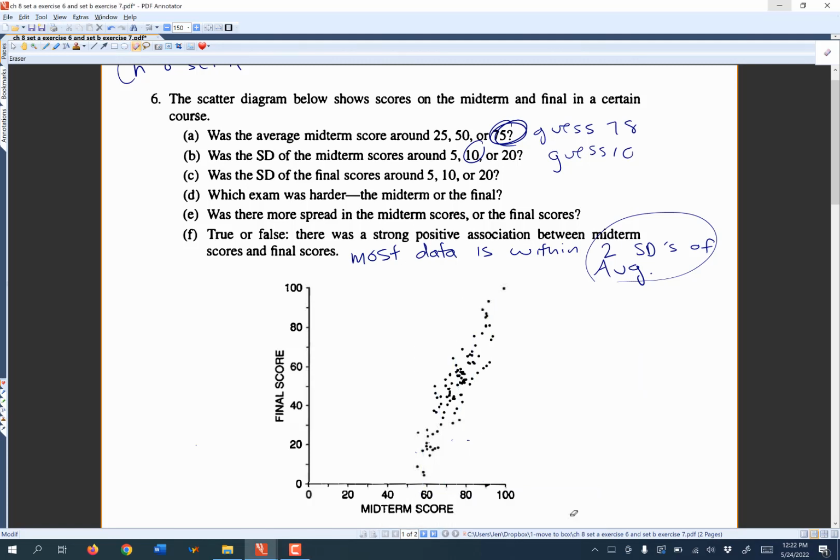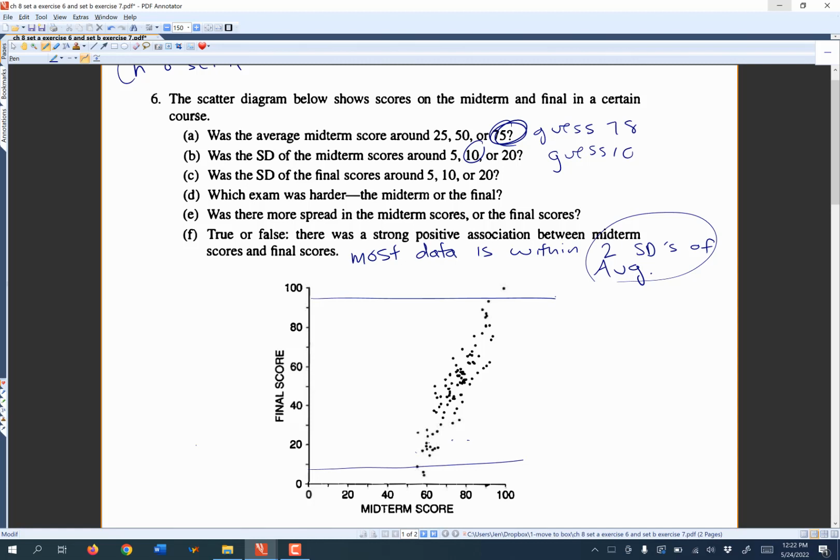So part C, find the standard deviation of the final scores. Okay, so for my final scores, I'm going to do the same thing. I remember that most of my data, not all, but most, should be within 2 standard deviations of the average. So I'm going to draw lines that have most of my data. There's not a right or wrong thing. I usually just leave a couple points on each side.